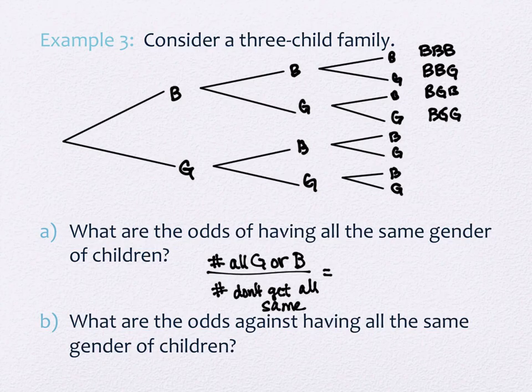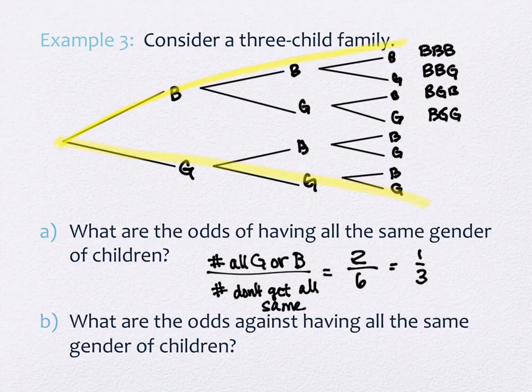Okay, so looking at the diagram or looking at your listing, how many options give us all boys or all girls at the end? 2. And they're the top and the bottom branch, the way that we've drawn them, here and here. There are two ways. We either get all boys or all girls. How many options don't include those? There are 6, yeah. You can count the remaining branches up. There are 6 of those. And if we reduce, this is a 1 to 3. So you have a 1 to 3 odds of getting all the same gender of children.